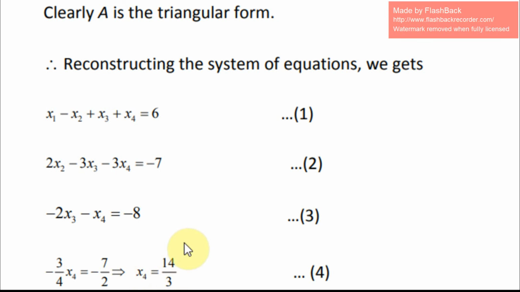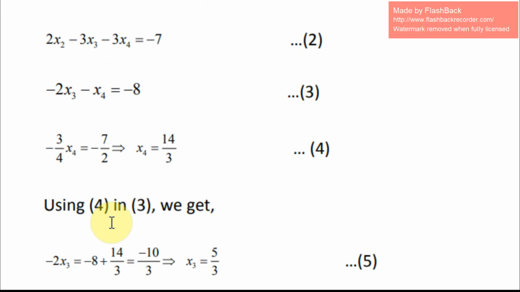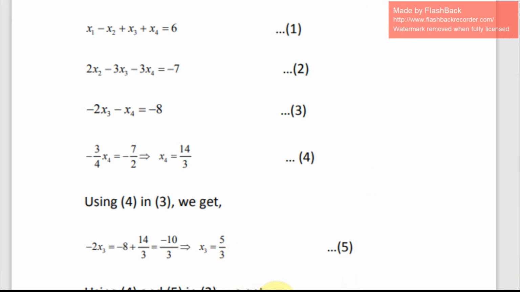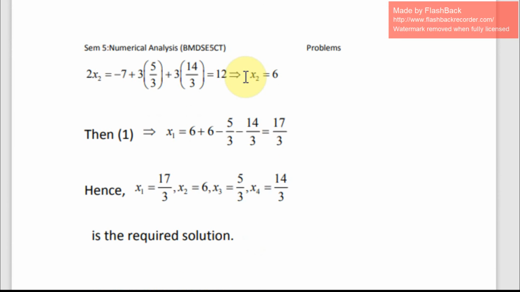Using equation 4, we get the x4 value. What do we have to find next? x3. How do we get the x3 value? We substitute in equation 3. After substituting in equation 3, we get the x3 value as 5 by 3. Now using x4 and x3 in equation 2, we get the x2 value. After substituting the x3 and x4 values in the above equation, we get x2 is equal to 6.